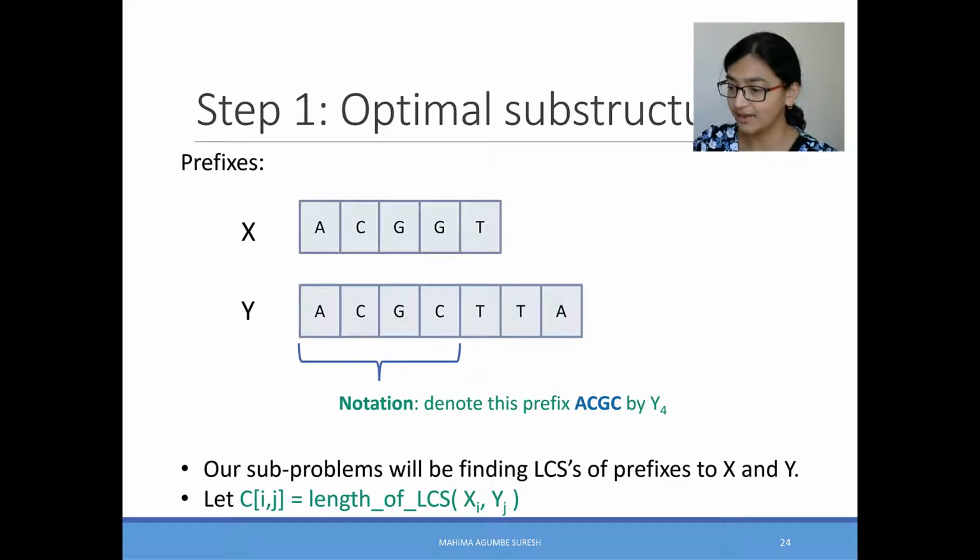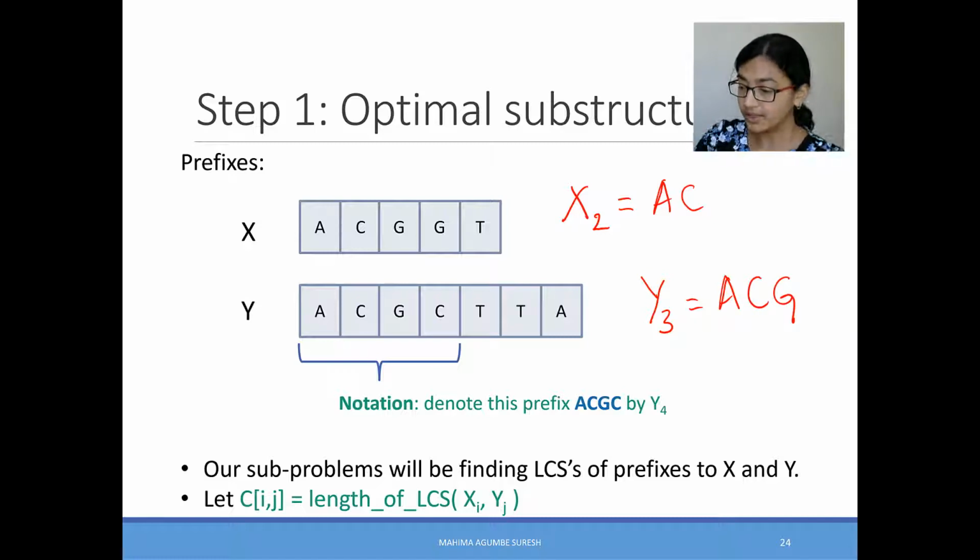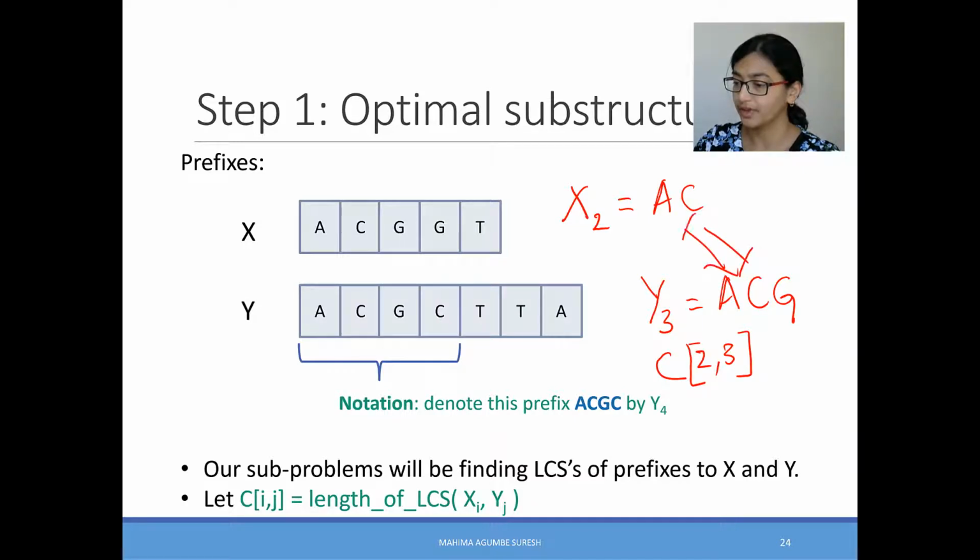So let's say I have x2, meaning I have a prefix of length 2 that is going to be AC, and y3, let's say, that is ACG. And the longest common subsequence, let's call that C of 2, 3, is going to be the length of the longest common subsequence between these 2 strings. And we can solve it by hand and see that the longest common subsequence is AC. So its length is basically 2.